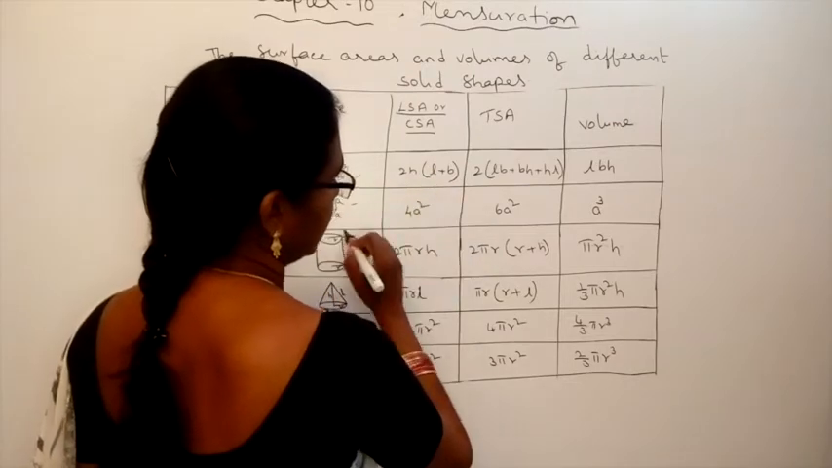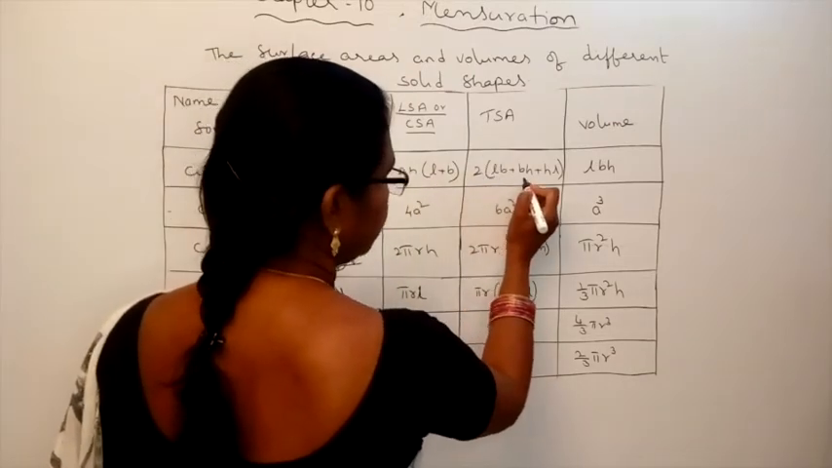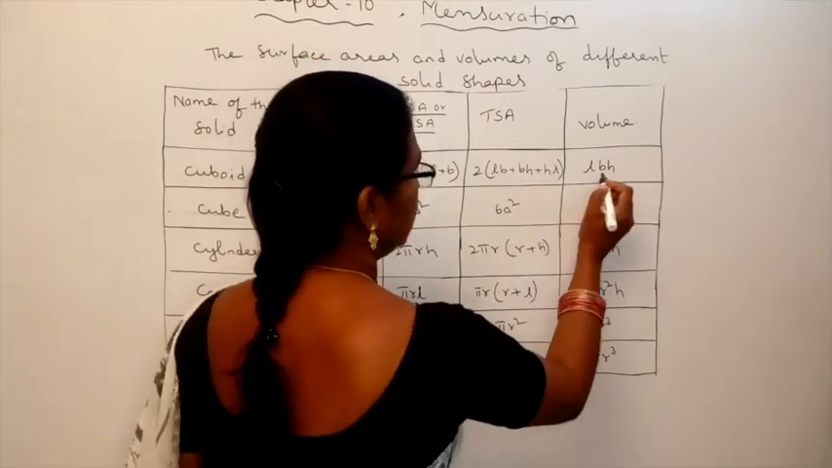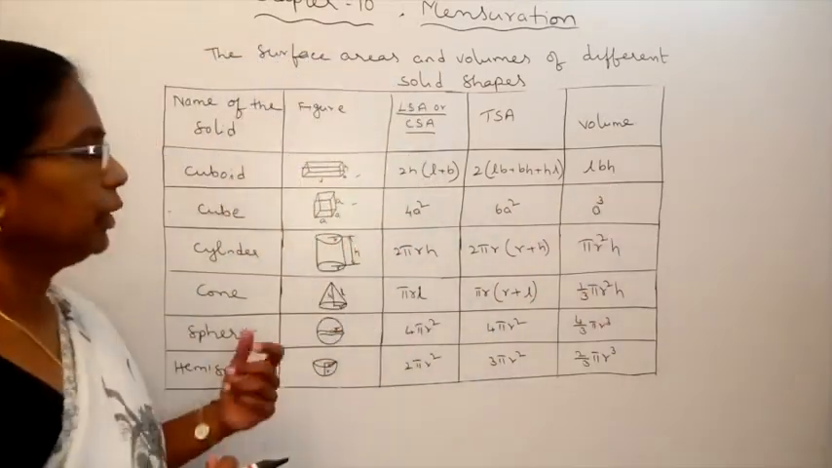Now, what are the formulas for cuboid? LSA is 2H into (L plus B). TSA is 2 into (LB plus BH plus HL). Volume is LBH.